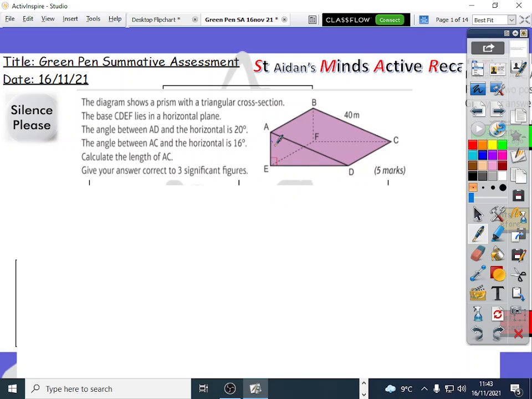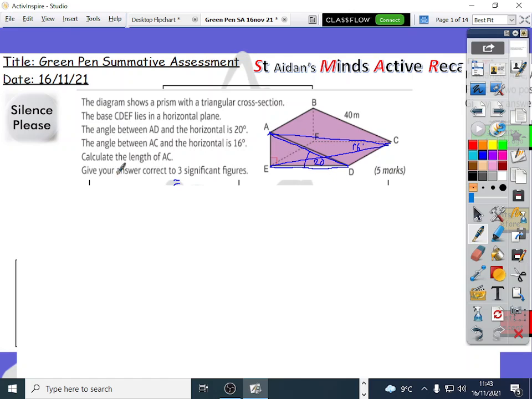Then the angle between the line AD and the horizontal is 20 degrees, and the angle that AC makes with the horizontal is 16 degrees. And then it says calculate the length AC, give your answer to 3 significant figures.